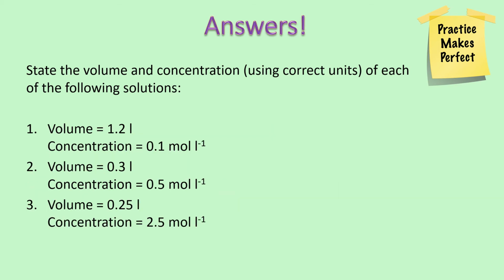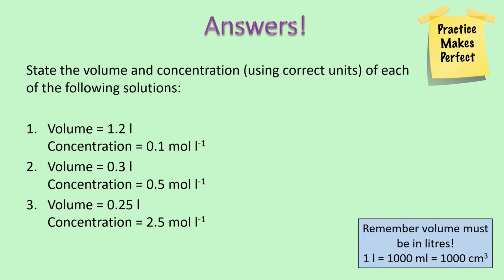Here are your answers. For question 1, the volume is 1.2 litres, concentration 0.1 moles per litre. For question 2, the volume is 0.3 litres because we've had to divide that by 1000 to convert it. The concentration is 0.5 moles per litre. And for number 3, our volume is 0.25 litres. Again, we've converted that by dividing by 1000. The concentration is 2.5 moles per litre. Final wee reminder that your volume must be in litres. I can't stress that enough, okay?